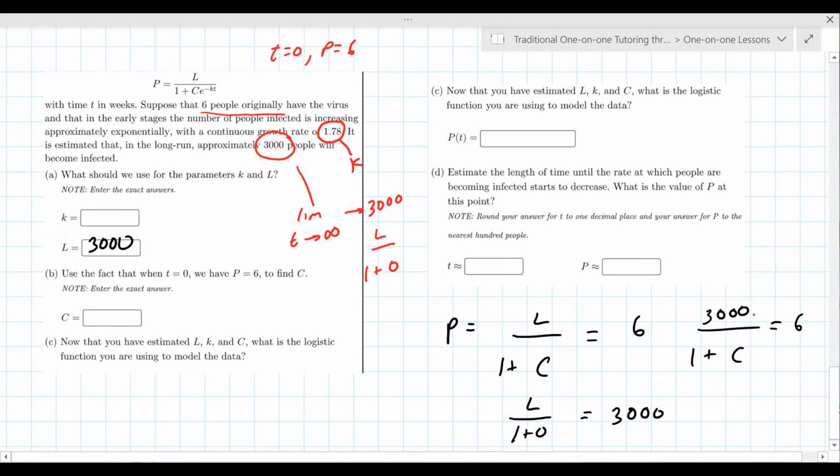3000 divided by 500 gets you to 6. It looks like C is 499 and K is 1.78. So will you try those before we move much further? All right. And then part C is like just plugging those in. It's 3000 over 1 plus 499 e to the minus 1.78 t. Is this correct?